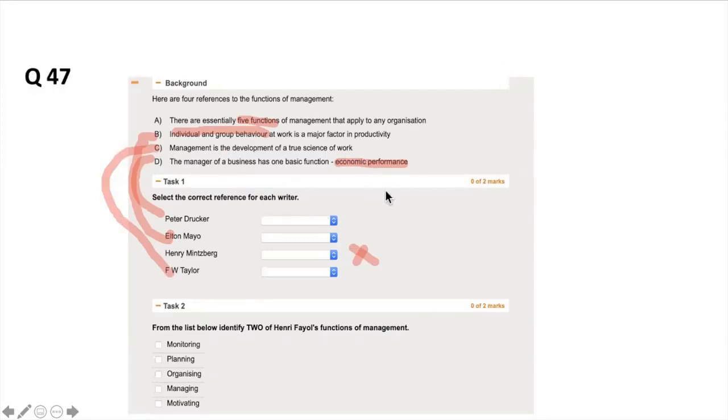Now, let me go a bit further because there's another task in this area. So let me just get this out of the way. And so task 2, from the list below, identify 2 of Henri Fayol's functions of management. Now, to remember who Henri Fayol was or what he said, because he talked about the functions of management, let's remind ourselves of the theory for a moment, and then we'll come back, of course, to the answer.